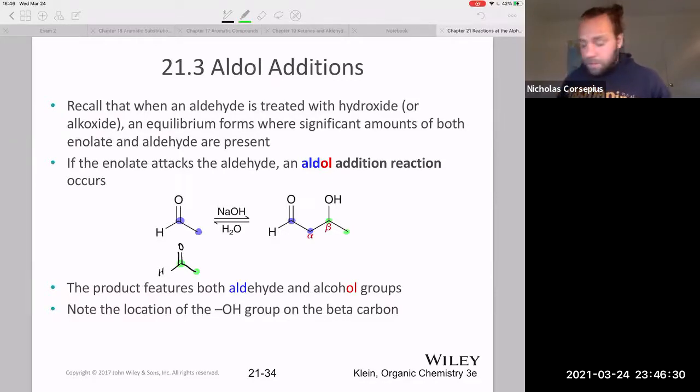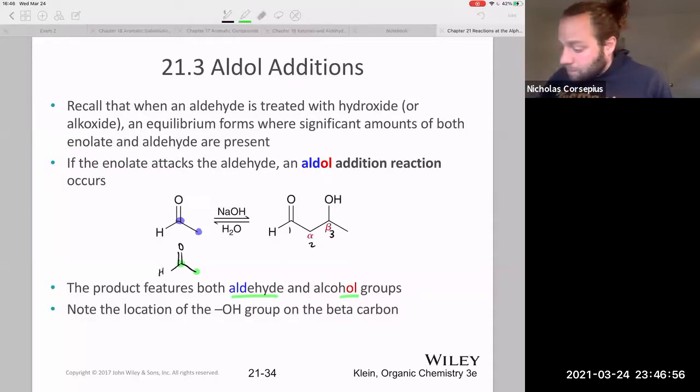So let's just pick this apart. An aldol is an aldehyde and an alcohol, which I don't love that name because they don't have to be aldehydes. They can also be ketones. Whatever, I didn't make the rules. Bottom line of an aldol, the signature of an aldol is that you have an alcohol group located 1, 2, 3 carbons away from your carbonyl carbon.